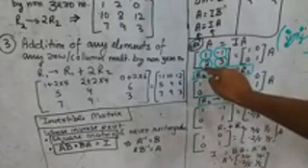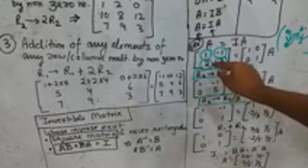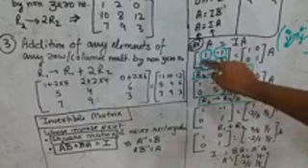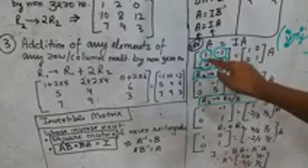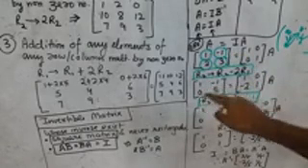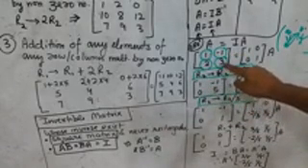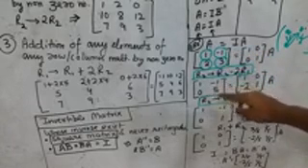Means 2 will become 0 only when it is subtracted by 2. So this second row element, we have to subtract by twice of the first row element, that is 2 into 1, 2 minus 2, this will become 0. Same operation, 3 minus 2 into 2, this will become 5.